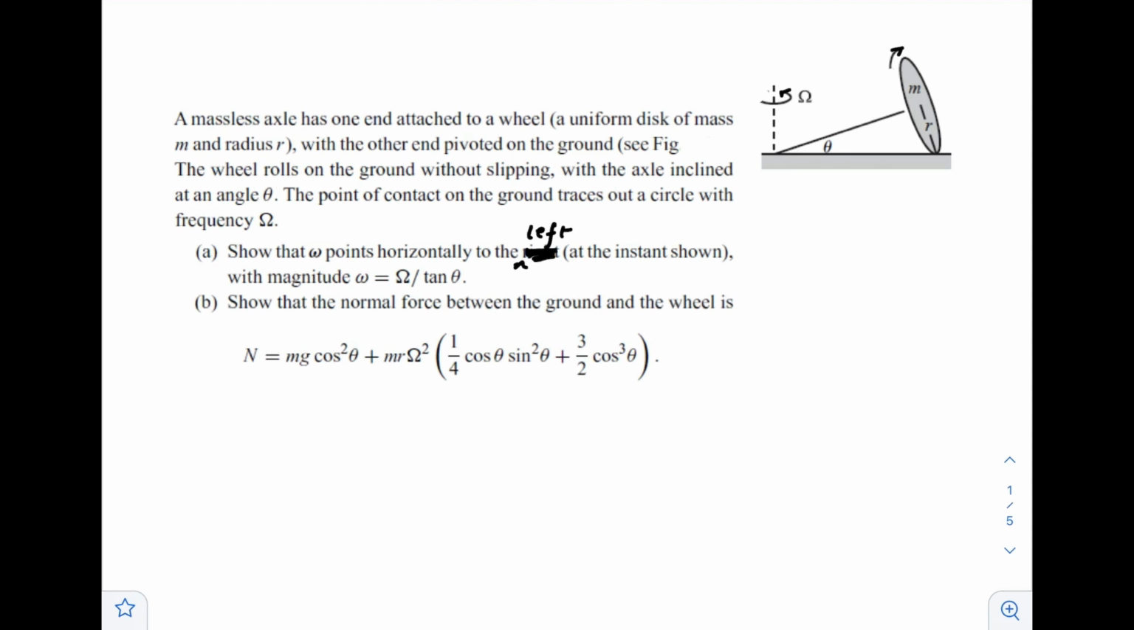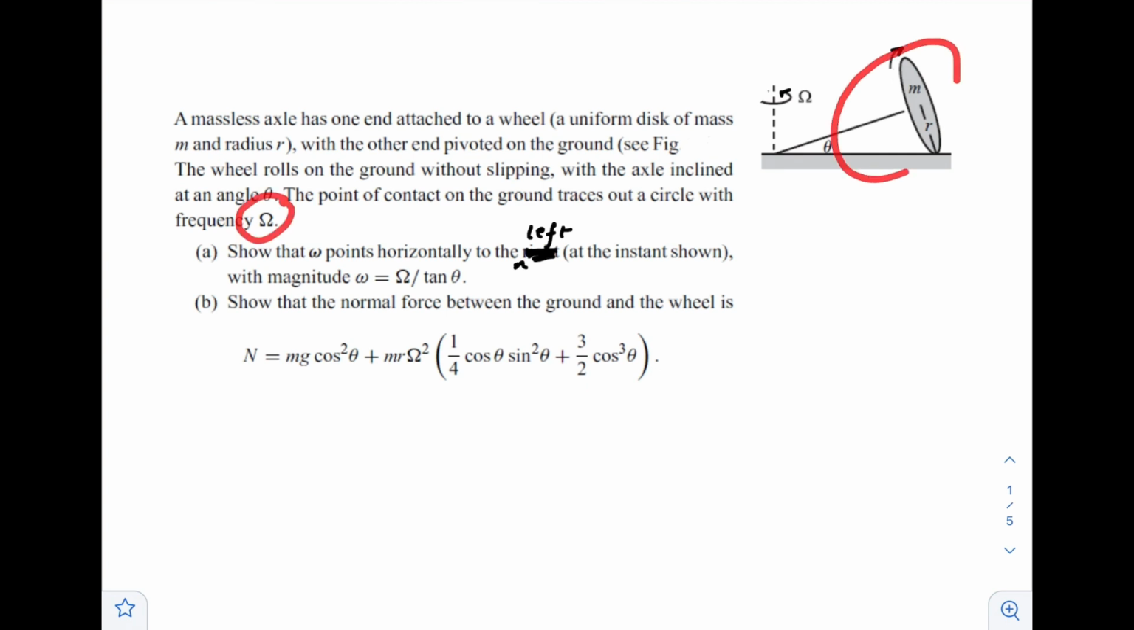In today's question we have a massless axle with one end attached to a wheel, a uniform disk of mass m and radius r. So this axle is connected to a wheel of radius r and mass m, with the other end pivoted on the ground. The wheel rolls on the ground without slipping with the axle inclined at an angle theta. The point of contact on the ground traces out a circle with angular frequency capital omega.